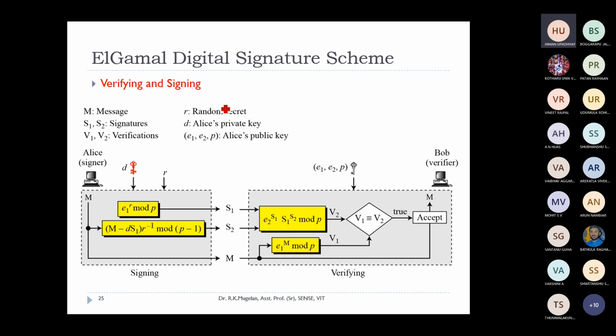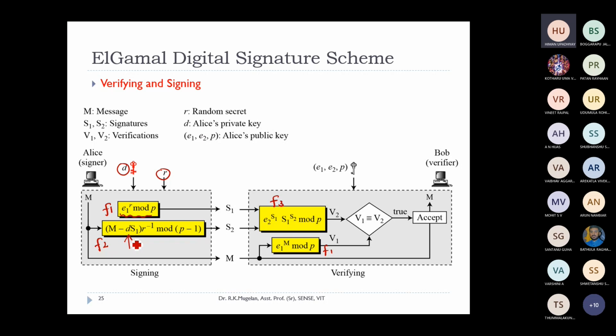Okay. So here I'm going to use the private key D and the random secret R with the signing process. This is your function F1 and this is your function F2. And you can see this F1 is again your same exponentiation, and this is your F3. Right. F1 is E1 power R mod P. So you have all these values, public values with me, and the random secret.